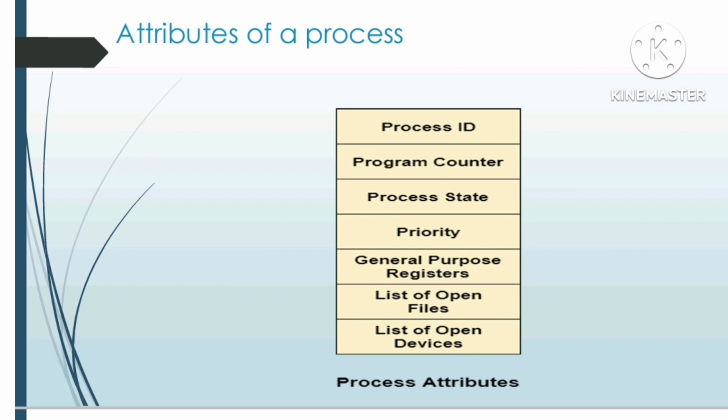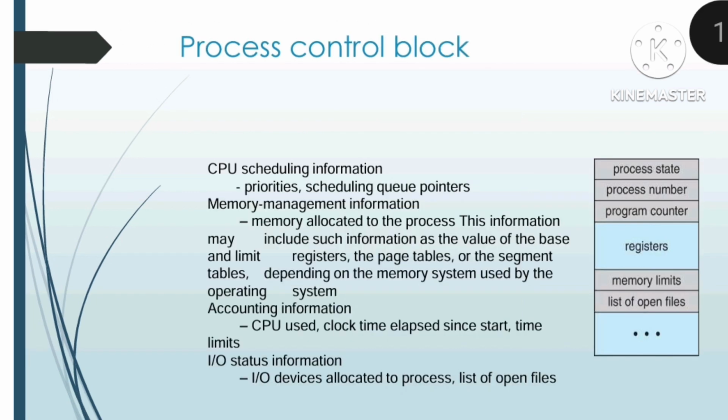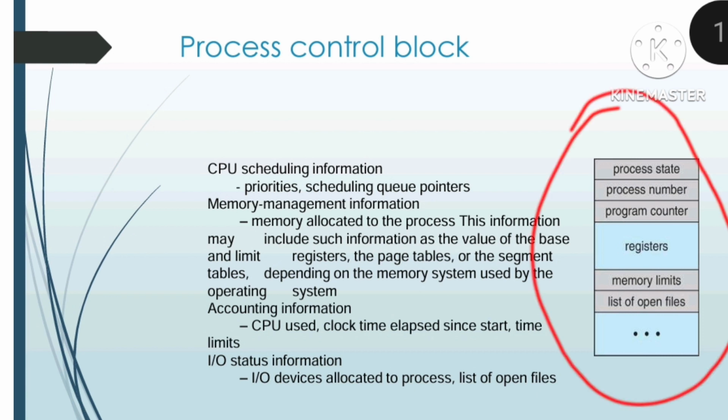For every process, it will create something called a process control block. In this process control block, the entire information will be present. So every process gets one process control block.